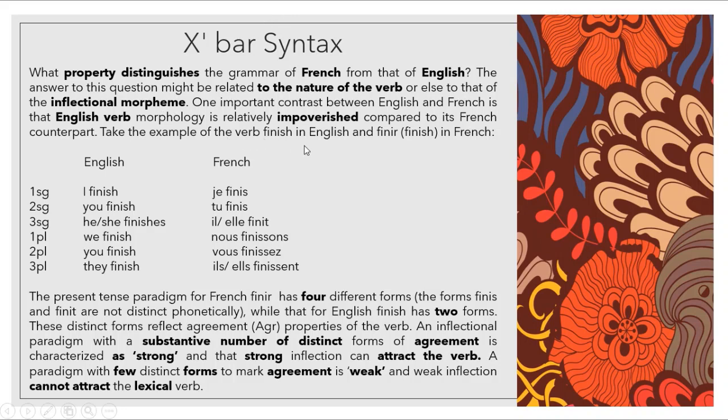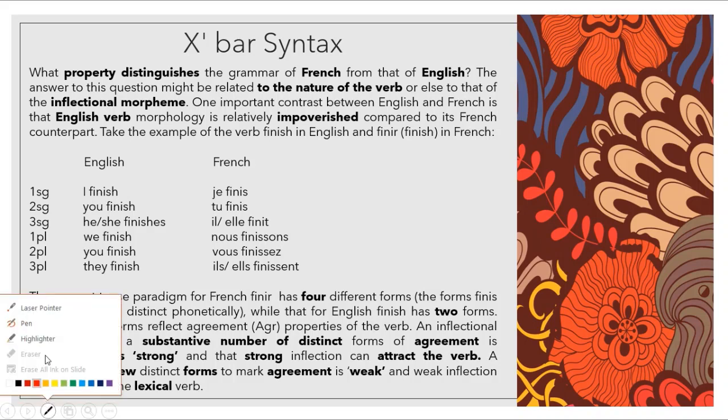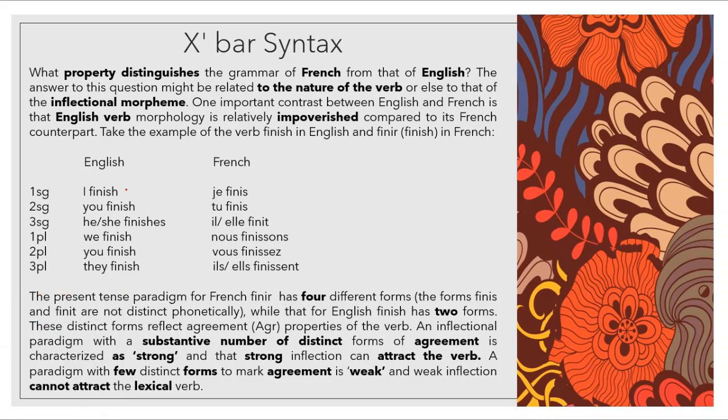Let's take for example the verb finish in English and finir, finish in French. So here عندنا la conjugaison ديال each verbs هنايا in English and هنايا in French. So I finish, we have no morpheme added. So هنايا there is no morpheme added. You finish, no morpheme added. She, he finishes. We finish, no morpheme. You finish, no morpheme. And they finish, no morpheme too.